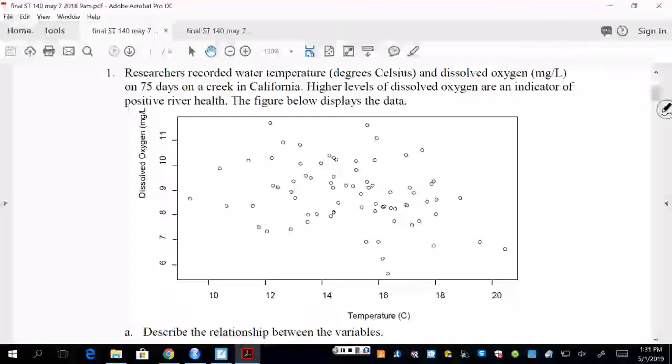So in this one, a researcher is looking at water temperature in degrees Celsius and amount of dissolved oxygen, milligrams per liter, on 70 days on a creek in California. And there's a picture of the scatter plot there. So what would you say would be a description of that scatter plot?